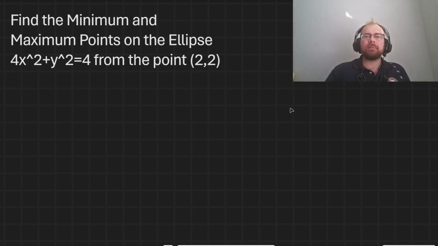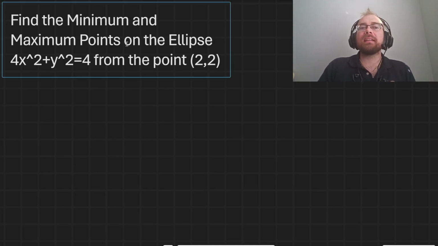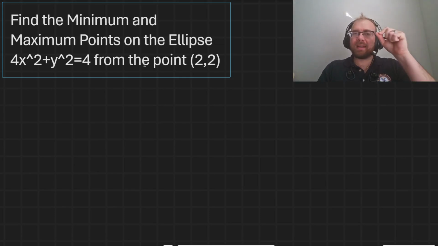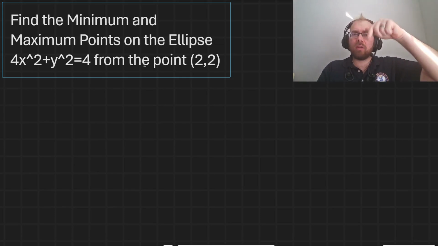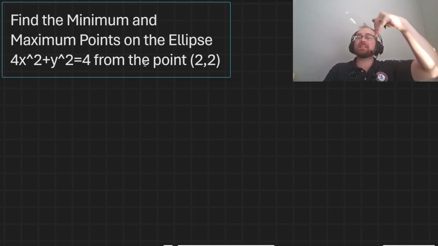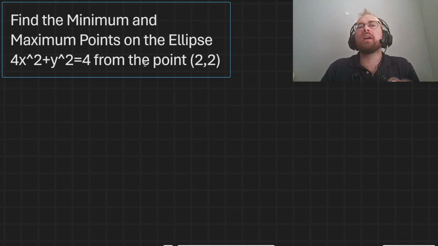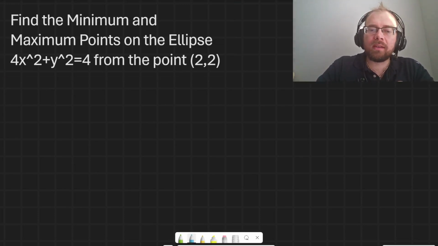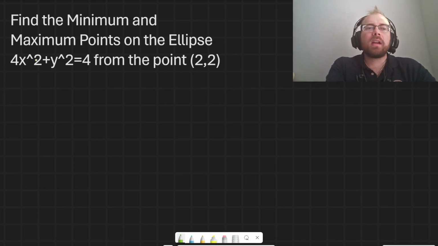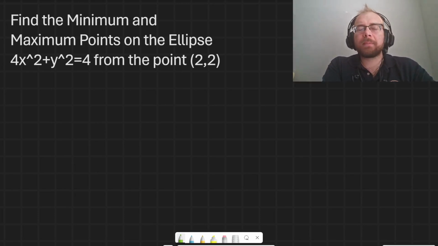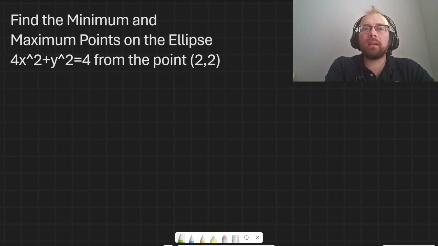But essentially, we want to find the min and max points on the ellipse. So the point that's the closest to the point (0, 2) on the ellipse, and the point that's furthest away from the point (0, 2) on the ellipse. So we don't need Calc 3 for this. This is like a Lagrange multiplier kind of thing. This is actually an optimization question from Calc 1. We don't really need to go that far into calculus to solve this, but let's look at it real quick first.